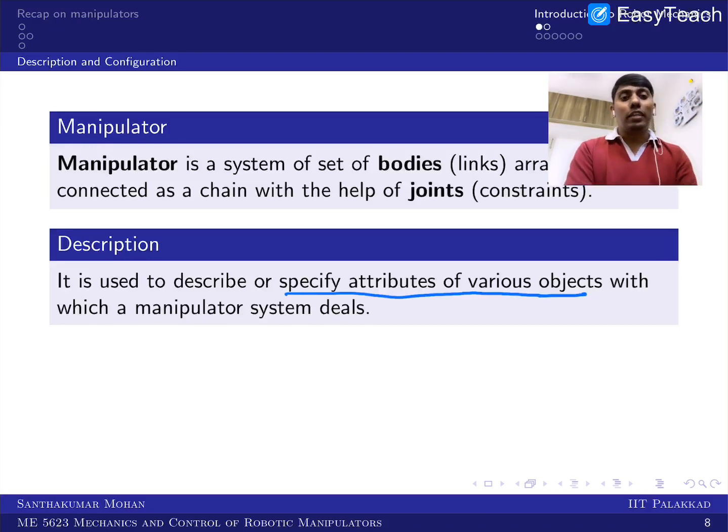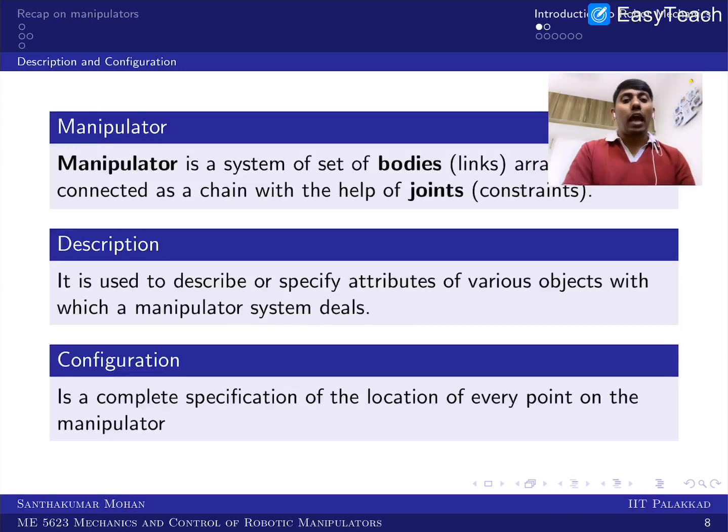But what we are actually coming to here is that the system would have some kind of arrangement. That arrangement you are trying to give in very detailed form, how it is arranged. That is what you call description. That kind of arrangement is what we call a configuration. The configuration is nothing but a complete specification of the location of every point on the manipulator. In the sense, you can see that I am putting my arm like this. This is the arrangement of each body part of this arm and how it is arranged. If I take a picture and show it, this is one of the configurations.